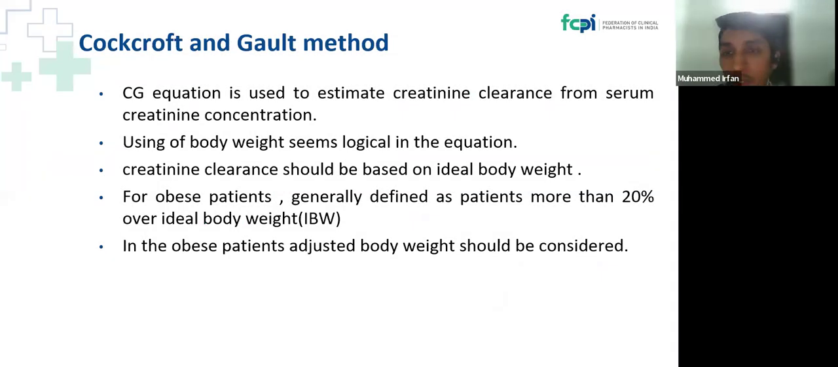And the Cockcroft-Gault method. The first one, the Cockcroft, is used to estimate the creatinine clearance from serum creatinine concentration. Using body weight seems logical in the equations, and the creatinine clearance should be based on the IBW, that is the ideal body weight. And for obese patients, if weight is more than 20% over the ideal body weight, we will take the adjusted body weight.